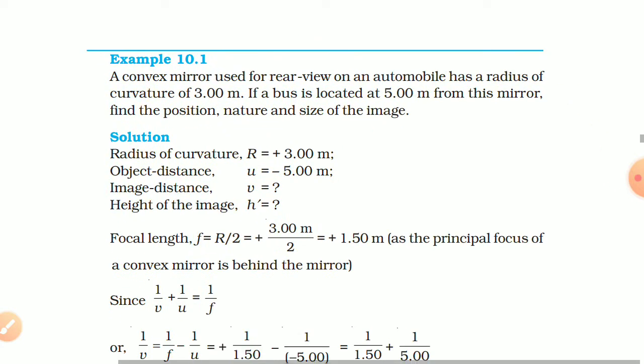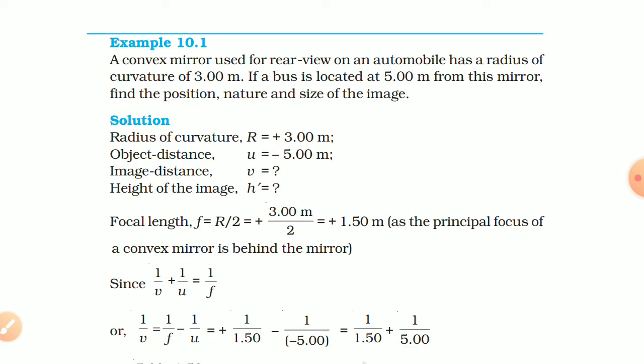So now let's take one example. A convex mirror used for rear view on automobile has a radius of curvature R. R is 3 meter. If a bus is located at 5 meter from this mirror, find the position, nature and size of the image.